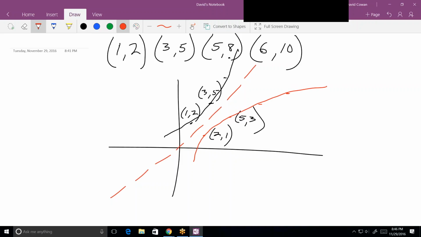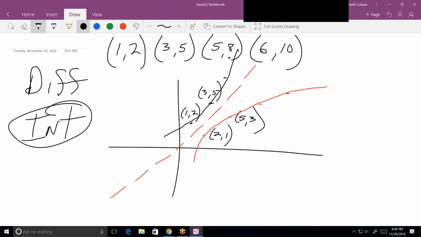Just for your information, when you get to calculus, there are 2 main branches of calculus: differentiation and integration. Well, guess what? That is the inverse of that. A precise, exact inverse.